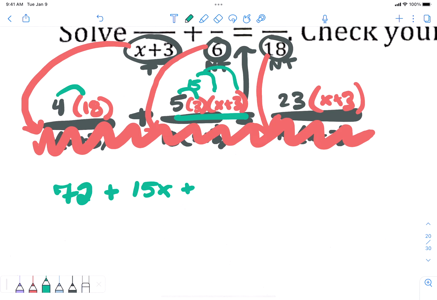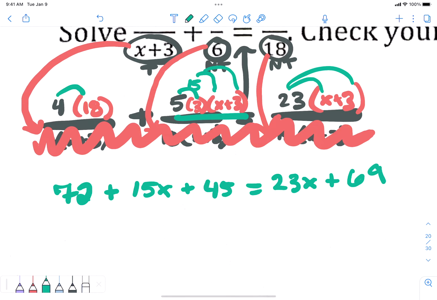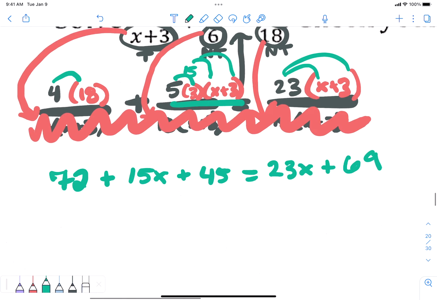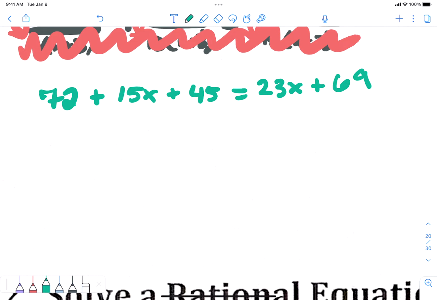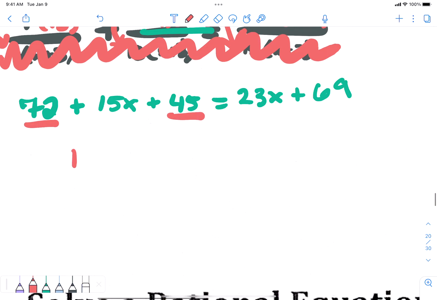15x plus 45. Okay, now let's do the 23. 23x plus 69. All right, now how many pieces do I have now? A lot. 5. Is there anything that I can put together on each side? Yes. What do you got? 72 and 45 you can put together. And if I do that, that's 117.